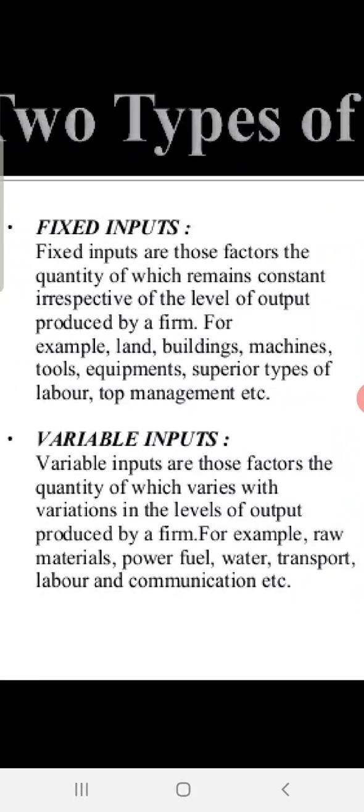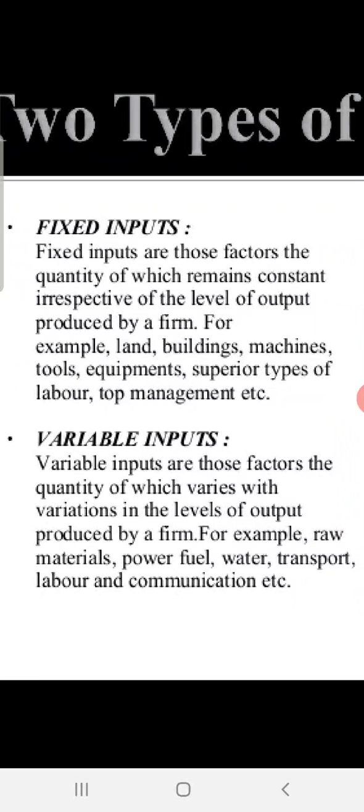For example, land and machinery. Here some examples are given: land, building, machines, tools, equipment. These are the things which are costlier, na guys. So you cannot increase them immediately. You can increase them, but not in a short period. You cannot change them in a short time. You can change them, but you require a huge time, a long period, for it. So some fixed inputs are there, like those factors whose quantity remains constant irrespective of the level of output. So it is called land, labor, machine, tools, equipment, and the superior types of labor, top management, etc.